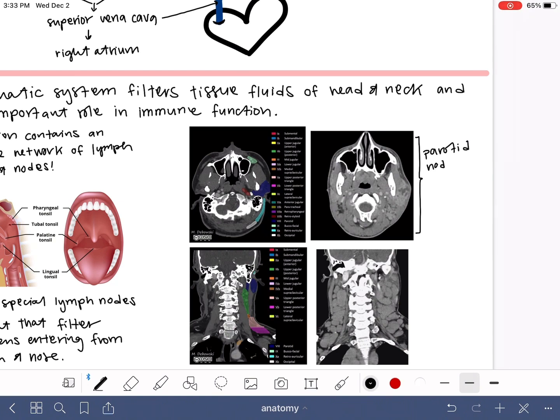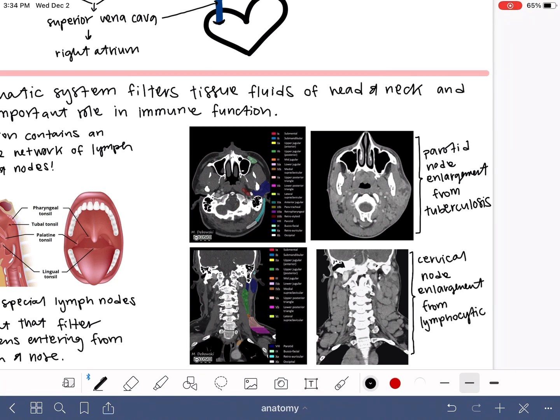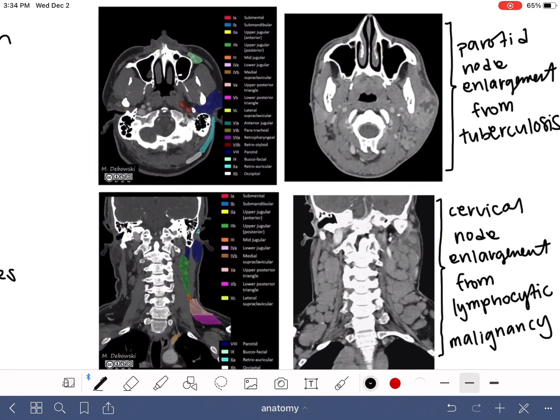This top one, the parotid nodes are enlarged, and that's because this person is fighting a tuberculosis infection. On the bottom, there's massive enlargement of this person's cervical lymph nodes, and this person actually has lymphocytic malignancy, a form of cancer in their lymph nodes.